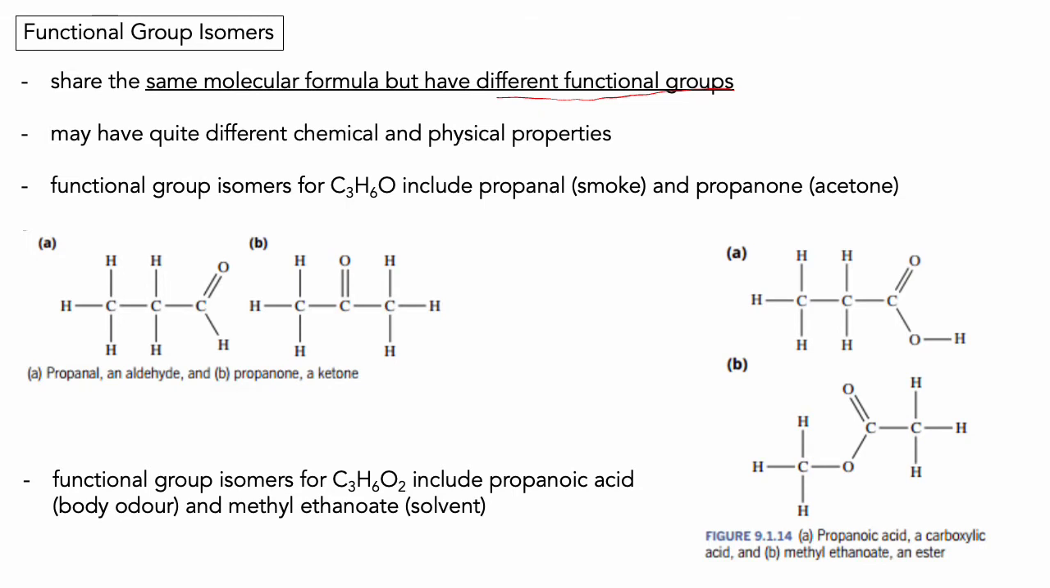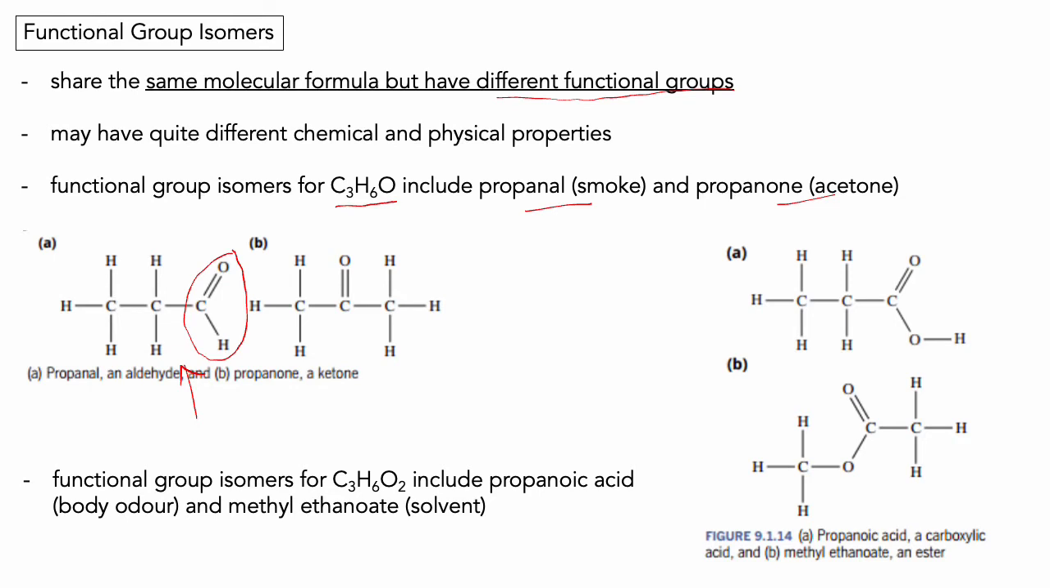As an example, we could have C3H6O, and now we could have functional group isomers that include propanal, which you find in smoke, or you could have propanone, which is acetone, which is a liquid solvent. So have a look down here at the structures of propanal and propanone. Propanal is what we call an aldehyde, and it has this functional group at the end of the molecule.